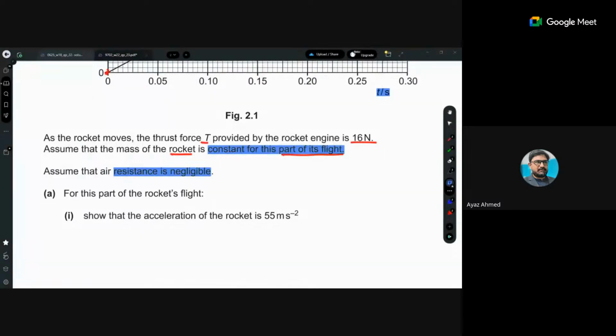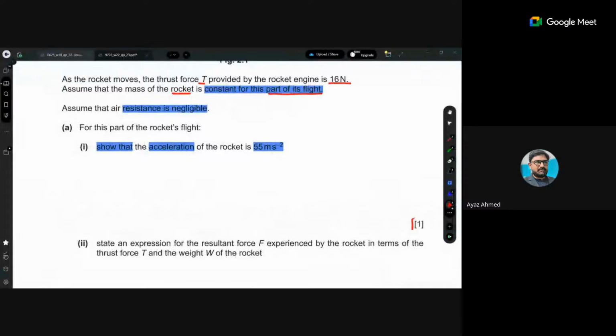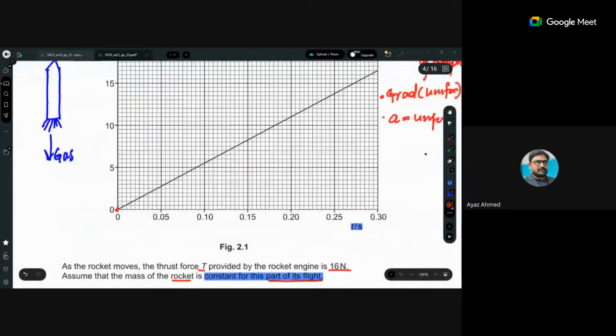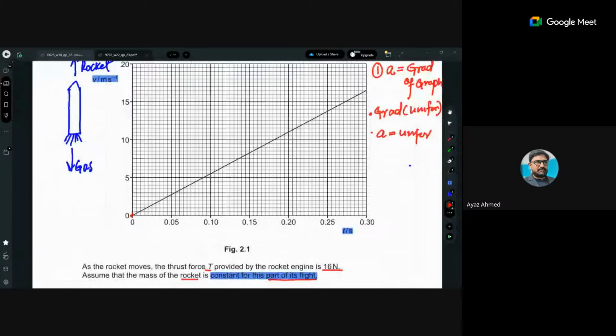For this part of the rocket flight, show that, जब भी show करना होगा तो you have to calculate till that answer, that acceleration of the rocket is equal to 55 meter per second. कितना acceleration है इसका? 55 meter per second. So as I told you, this is a 1 mark question, so it means that it does not have a difficulty beyond it. अब देखो, मैंने आपको बोला कि this graph is velocity time graph, so its gradient will give you the acceleration.